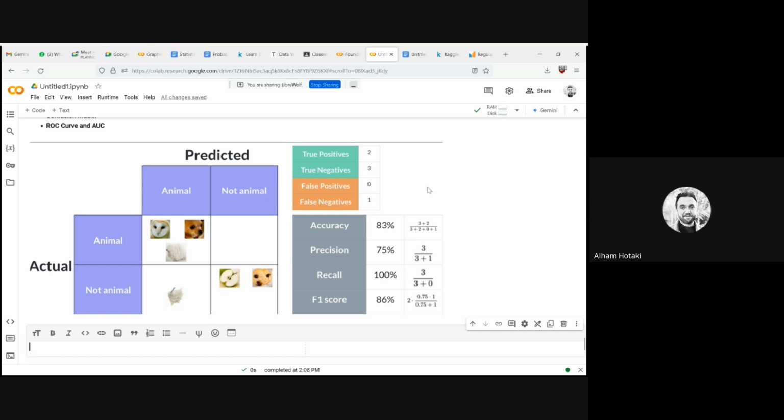What is precision? Precision is the true negatives divided by true negatives plus false negatives. How many true negatives do we have? We have 3, divided by 3 true negatives plus 1 false negative. So precision is 75%. What is recall? Recall is the true negatives divided by true negatives plus false positives. We have 3 true negatives divided by true negatives plus false positives. We have 0 false positives. Then recall is 100%. F1 score is 2 times precision times recall divided by precision plus recall. That's 86%. This is the F1 score.